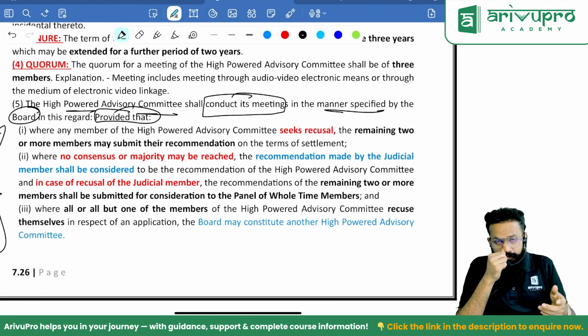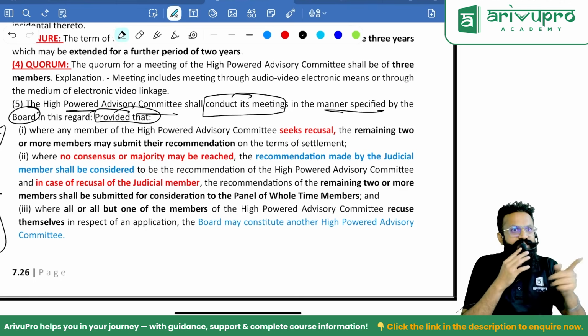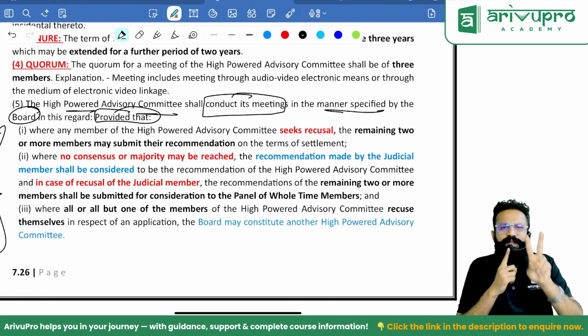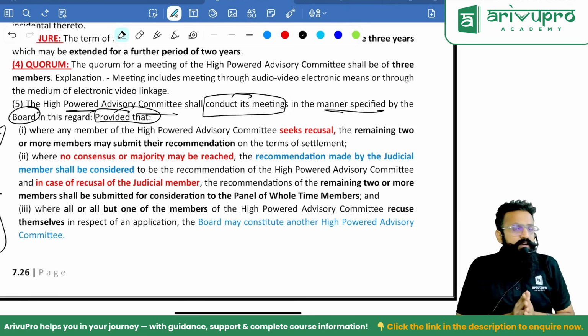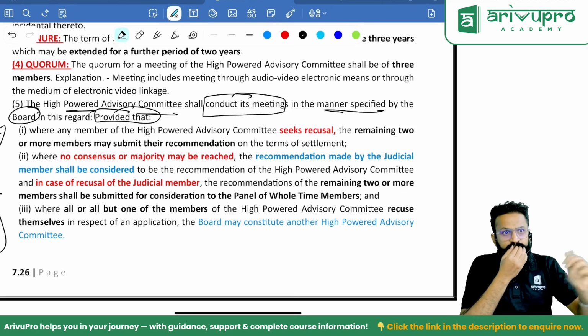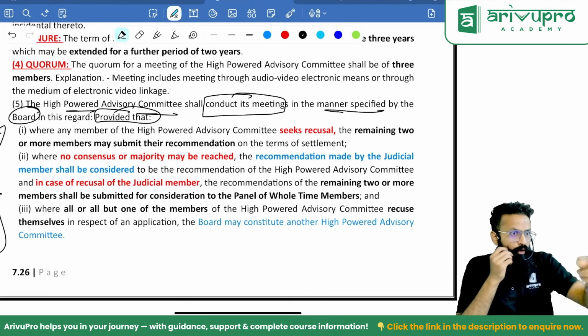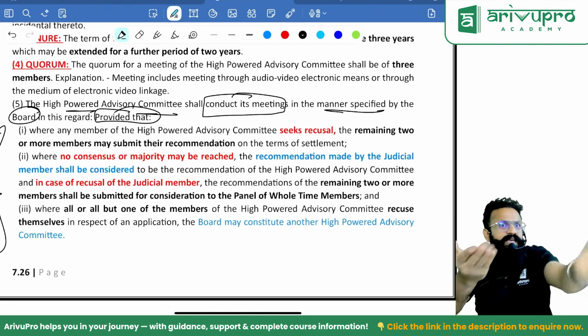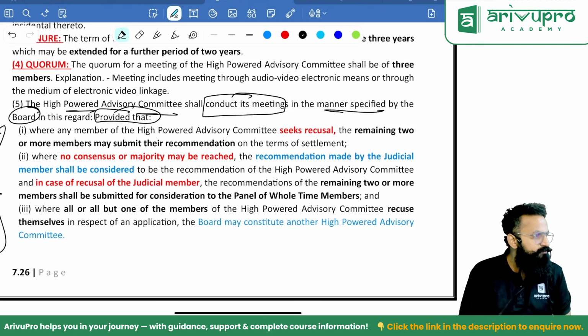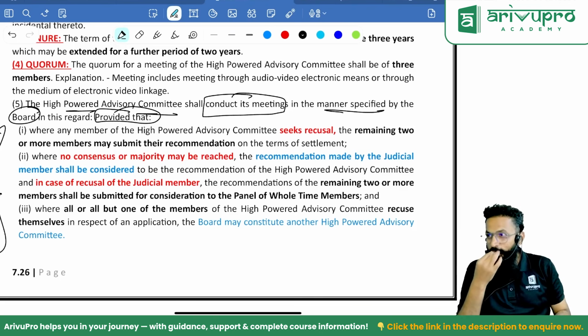Now let us imagine two people are saying okay, two people are saying no. Two people are saying let us settle, two people are saying let us not settle. Or let us imagine the judicial member, whoever is a judge, now on whosoever the case is coming, that person is my relative only. How do I see this dispute? In such case, what do we do? I don't know if you guys know.